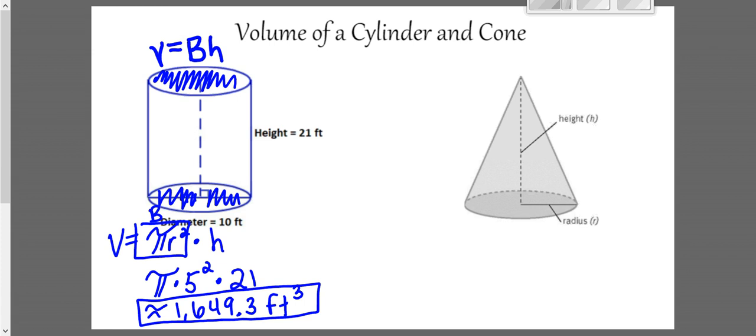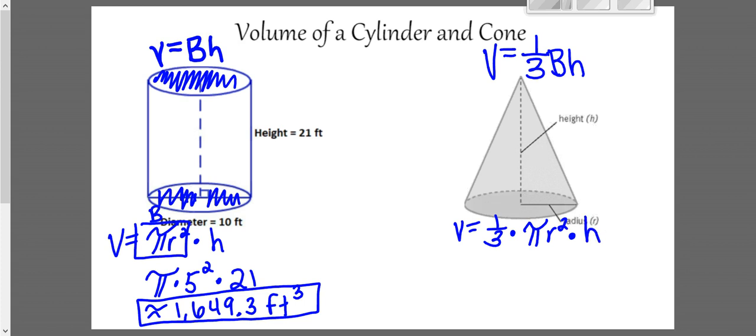If I look at my formula chart for a cone, my volume formula is 1/3 area of the base times height. So that means I'm doing 1/3 times pi r squared times my height. So let's go ahead and label our parts.